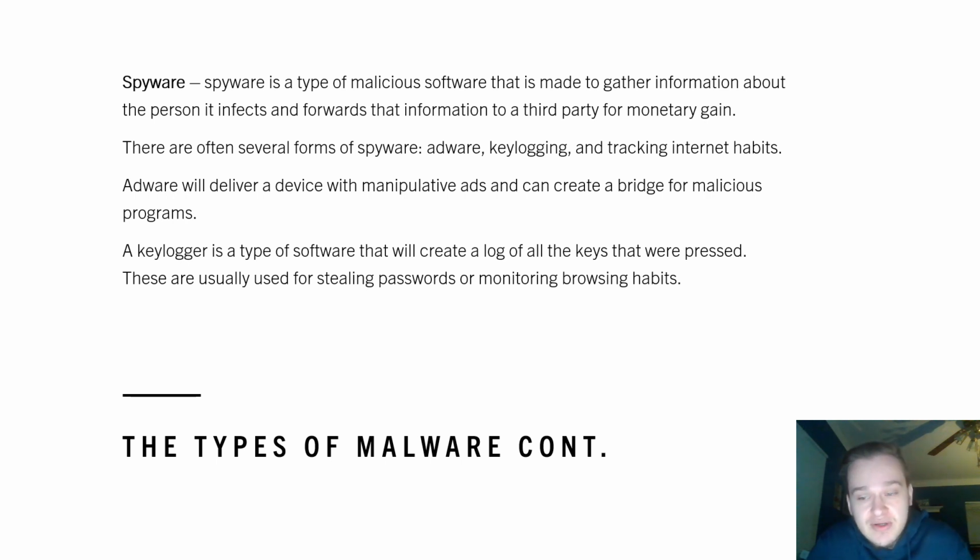The next type of malware I'm going to be talking about is spyware. Spyware is a type of malicious software that's made to gather information. What the companies or people that develop the spyware will do is infect someone with it, and then they will sell the information they collect to third parties, sometimes for monetary gain.